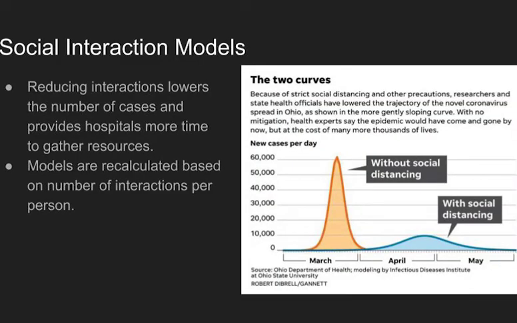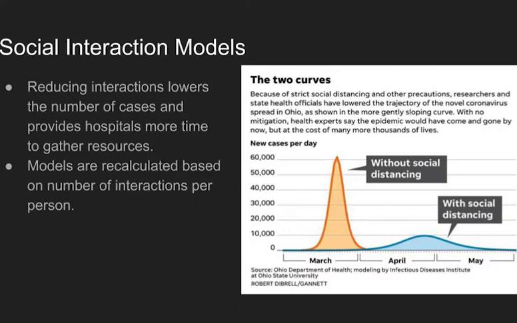So we want a way to model the infectivity of a disease like the coronavirus. One main factor we use in these models is social interaction. This involves counting the number of people that you come into contact with on a daily basis and then using these interactions to predict the number of new cases per day.